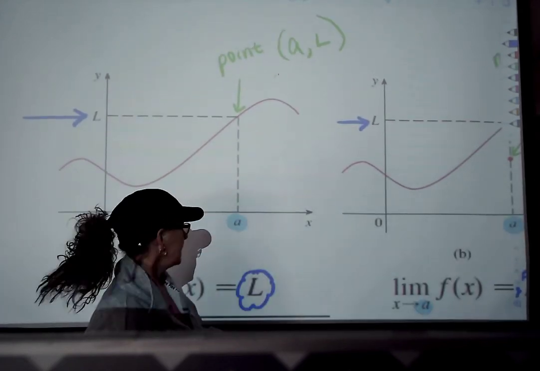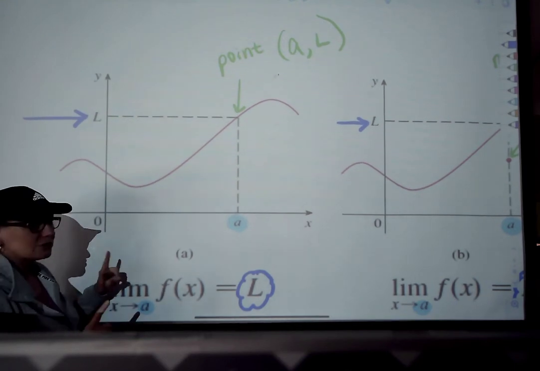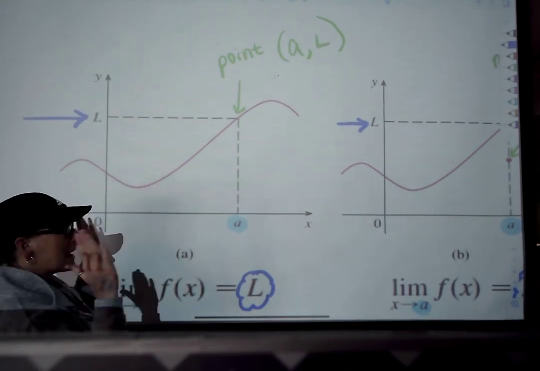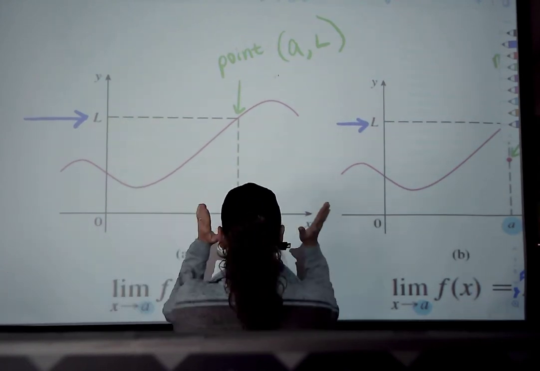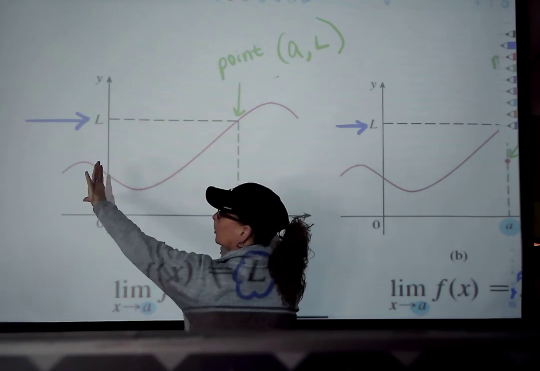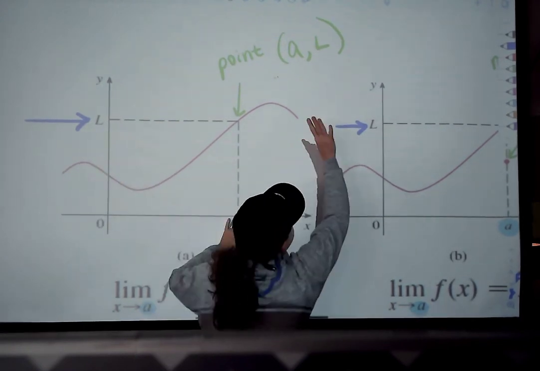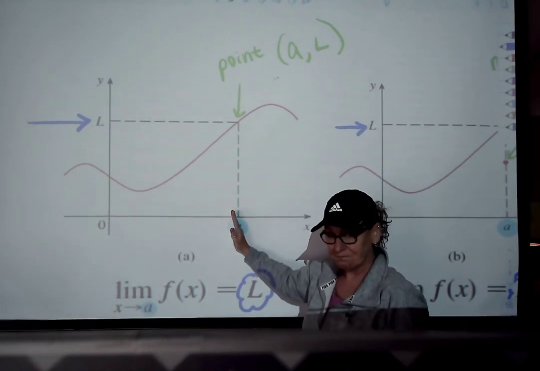So here's what a limit is. You ready? The limit of f as x approaches a. When I look at the graph, my eyes, in the left-right direction, are going to narrow in on this x value. So I really don't want to look over here at the graph. I really don't want to look out here at the graph. I want to look at the graph right around here.